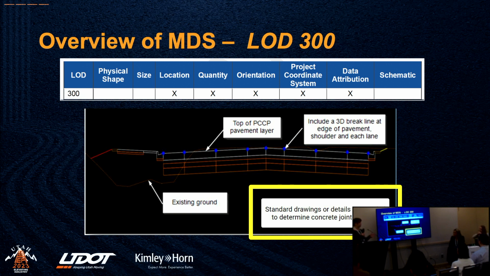The reason this isn't a 400, something you can completely build from the model, is we don't have any reinforcement, any rebar included, and we also don't have any of the concrete joints. So that still comes from either a detail or a standard drawing, so that's why this one's 300.